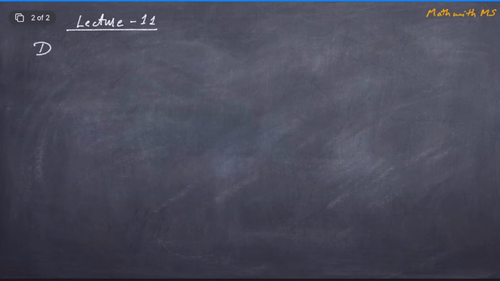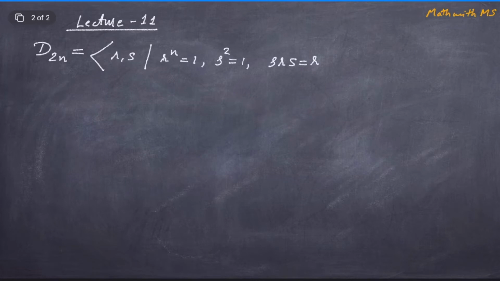We denote it by D2n and it has the following presentation: two generators r and s with the relations r to the power n is 1, s squared is 1, and s r s is r inverse. One can think of it as a semi-direct product of the cyclic group of order 2 with the cyclic group of order n, where the action of the cyclic group of order 2 on the cyclic group of order n is as in the third relation, and you can actually list down its elements.